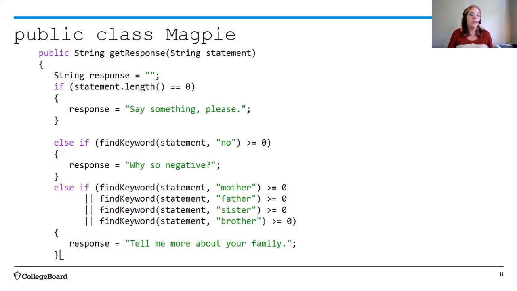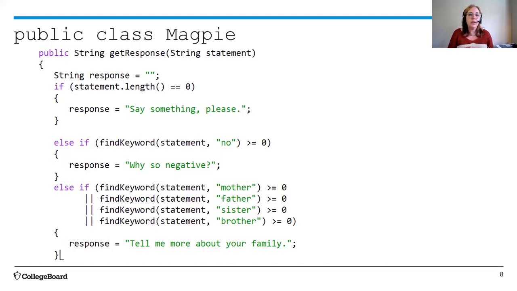Another one of the else ifs is if it sees the word mother, father, sister, brother, it's going to respond with tell me more about your family. Now, in your implementation, you may want to have it talk about hobbies, sports, teams, animals. I think in activity 2 of Magpie, it suggests that you change some of the conversation to apply to cats or dogs and ask about your pets.